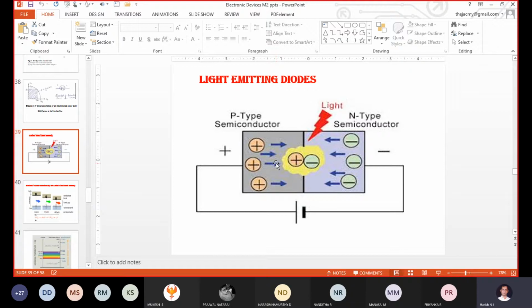At the same time, when we provide forward biasing to a PN junction diode, does the depletion region increase or decrease? Decrease. The depletion region decreases, sir. Correct, the depletion region decreases. Then only the charge carriers can easily diffuse from one substrate to another substrate.